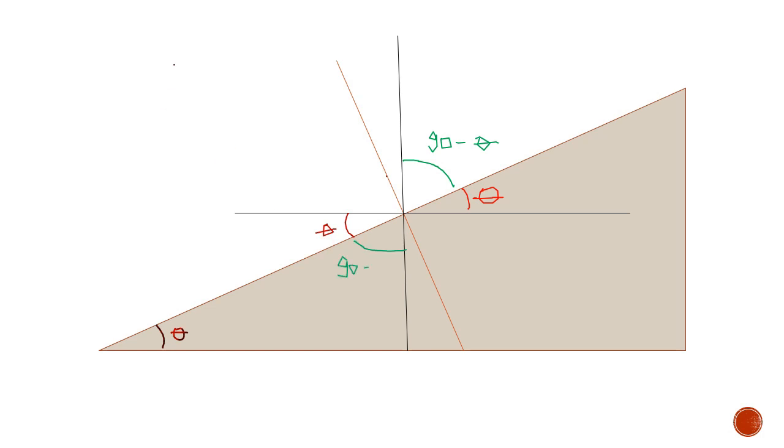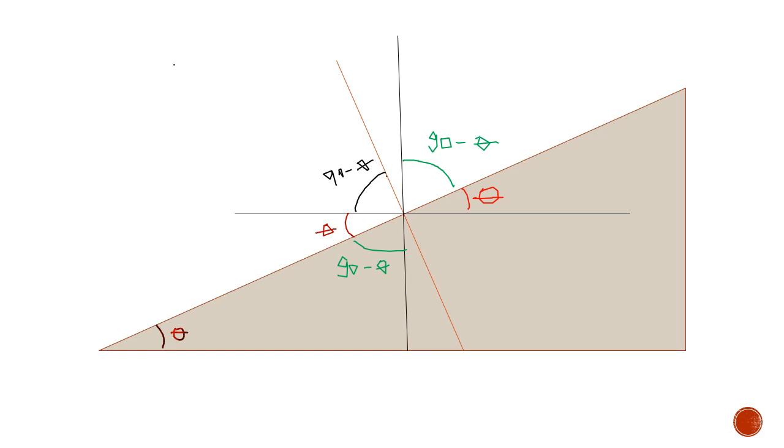90 minus theta. Now, how about here? If this line here is perpendicular to this line here, and this line is theta, how much is this one? That is actually 90 minus theta also. This is 90 minus theta. Pardon, the surface I'm writing on is too slippery. No? 90 minus theta.